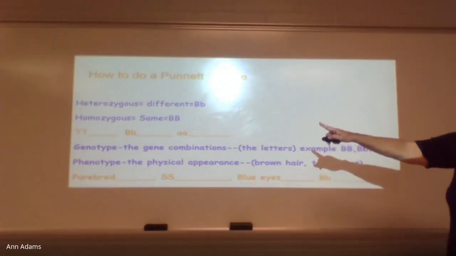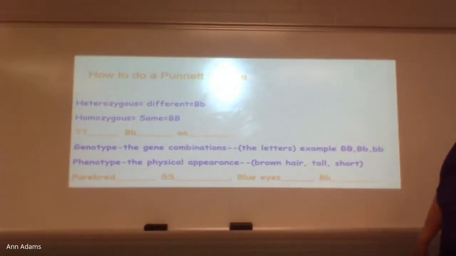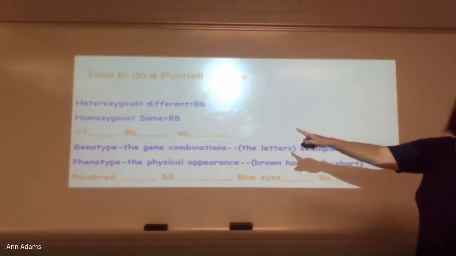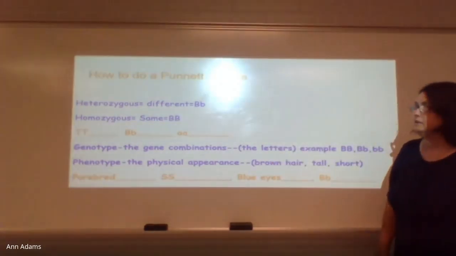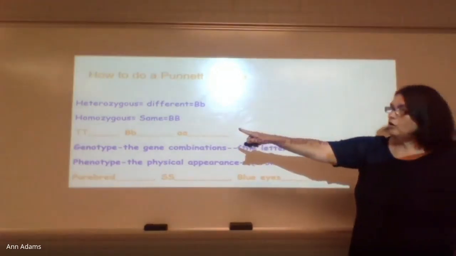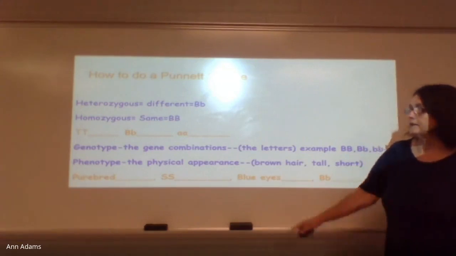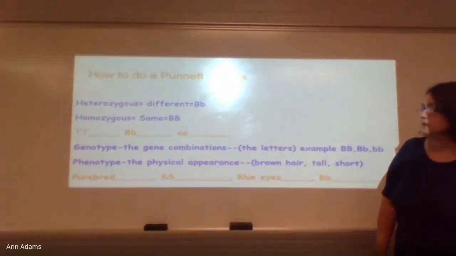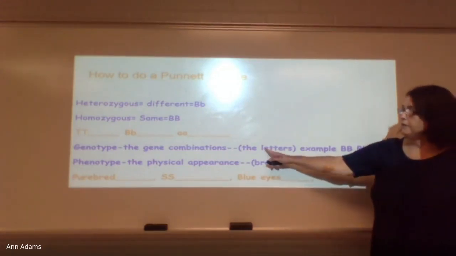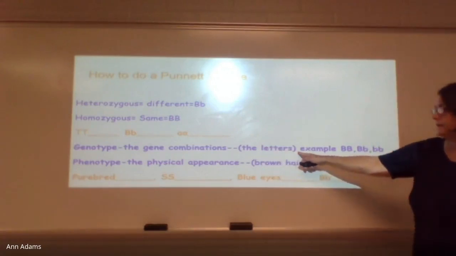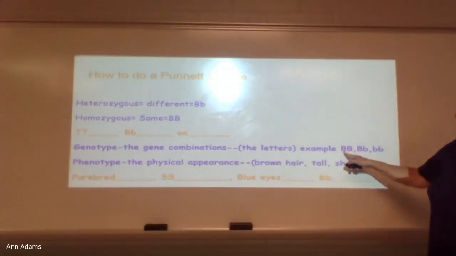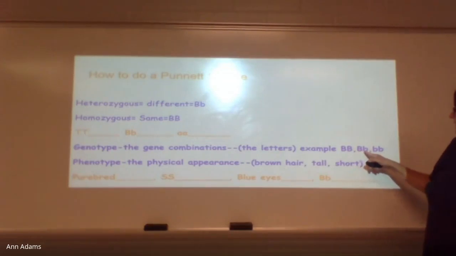If we did the big T, big T, is that heterozygous or homozygous? Okay, that's going to be homozygous. Big B, little b, that's going to be heterozygous. Little a, little a, that's going to be homozygous. Genotype here is when we have the letters, for example, big B, big B, or little b, little b.